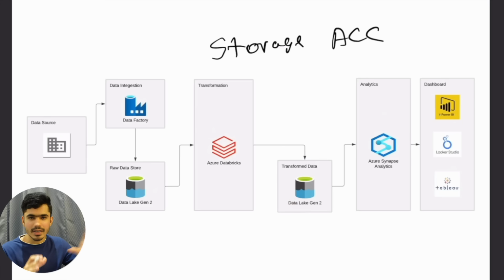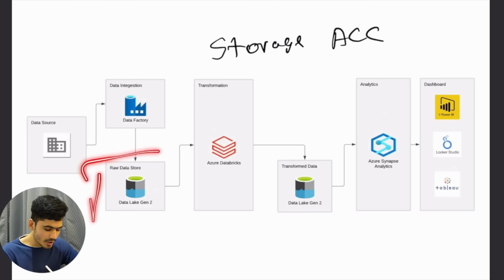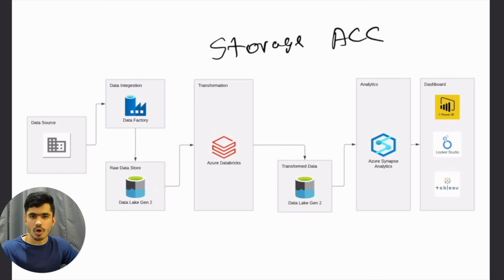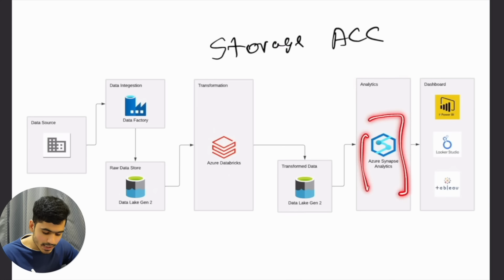So after cleaning the data and doing some basic transformation, we will again load the data onto the data lake storage over here. So we will have the raw data stored and we will have the transformed data stored. Both of these data will get stored onto our data lake storage. Once you have that, then we can use this analytics service called Azure Synapse Analytics.